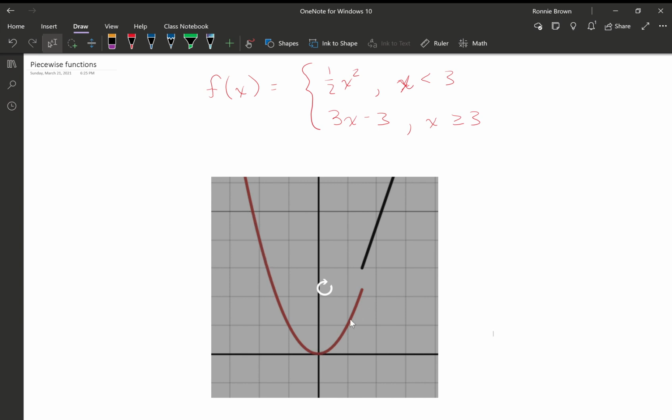Here's the 1/2 x squared, but we had to erase everything to the right because it says where x is less than 3. 3 is right here. So we can only draw everything to the left of 3. This was the straight line that went up and down, but it says if x is greater than or equal to 3, so we could only draw everything to the right of 3, greater than or equal to, right? So the next thing we want to do is figure out the range.